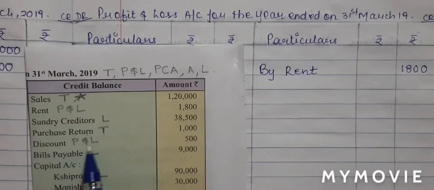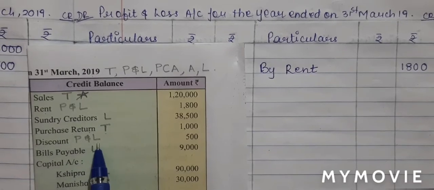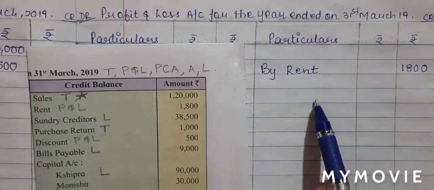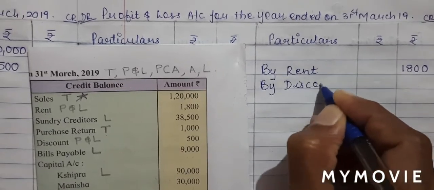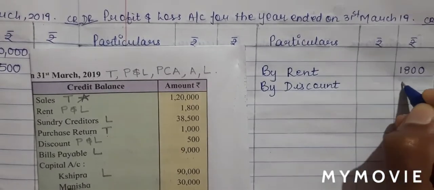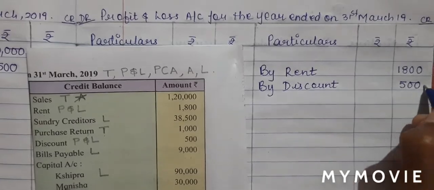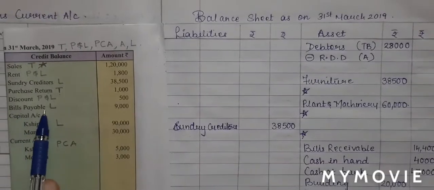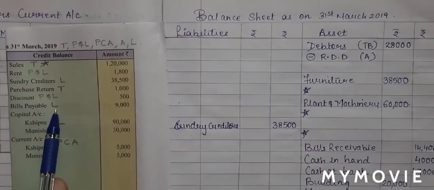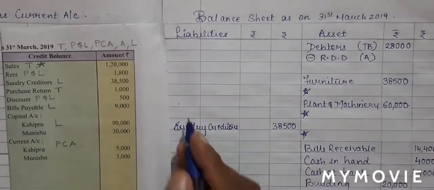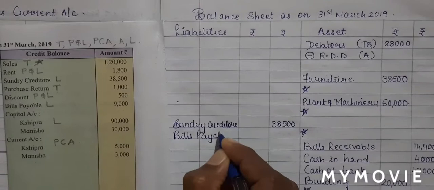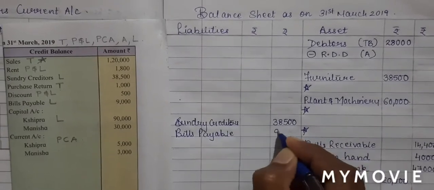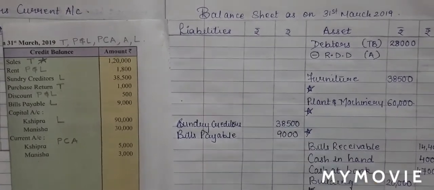Next is discount, which will be written in my profit and loss account credit side. So profit and loss account credit side, I'll write by discount. There is no star, outer column 500. Next is bills payable, which I'll write on my liability side. So on the liability side, I will write bills payable. There is no star, so outer column 9,000.